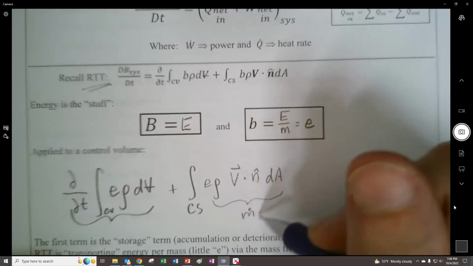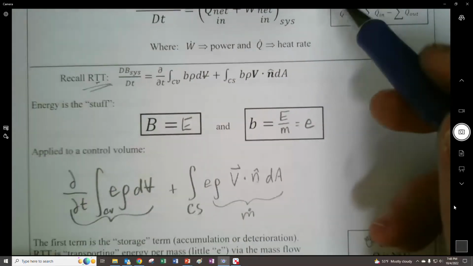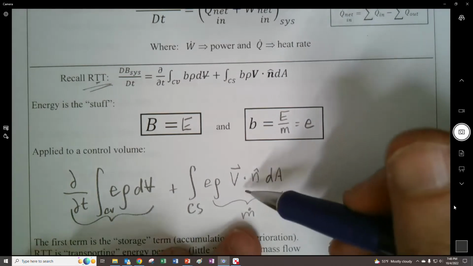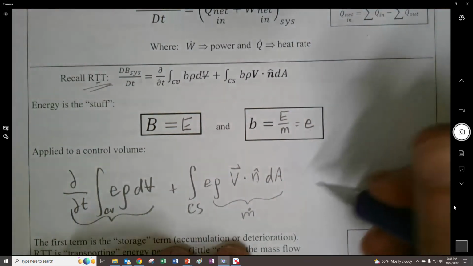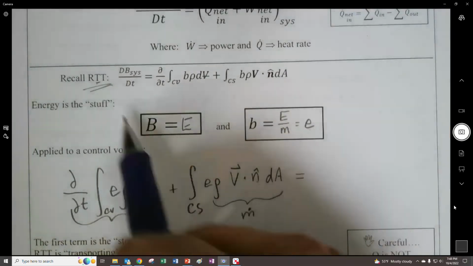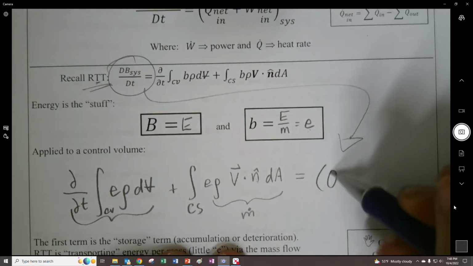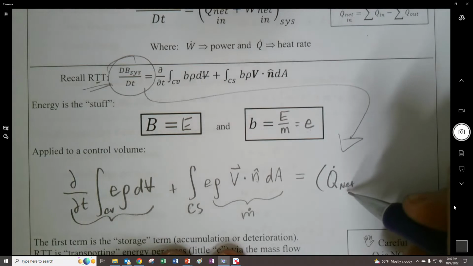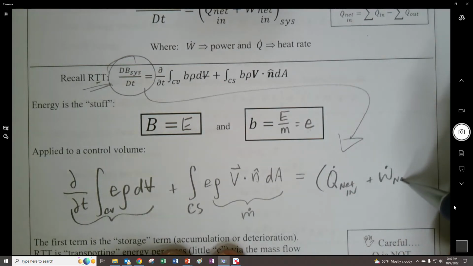So really it's the mass flow that is the transport in Reynolds transport theorem, because it's the mass flow that's transporting the thing we're moving. In this case, it's the energy per mass. And that's going to equal, right? So I'm going to move that stuff over onto this side. That's what happens to that original mass, the net heat rate in plus the net power in of the system.